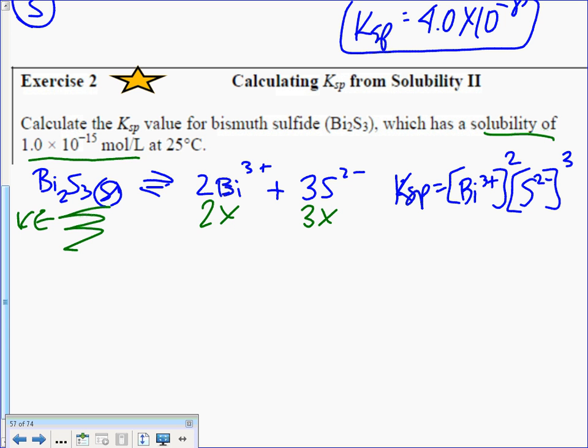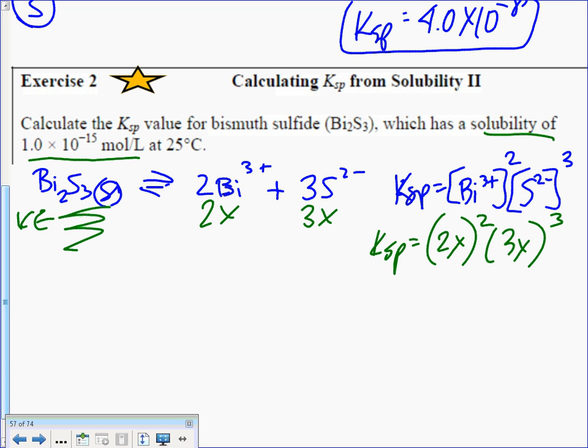Okay, so these x's are going to become what's put in here, and since we know x is the number right here for its solubility, we can plug it in. But I'm going to plug it in at the very end after we simplify our math. So KSP is equal to 2x squared, just plugging in what I put under ICE in here, times 3x cubed. All right, here's where the math comes in. How do I simplify these things?